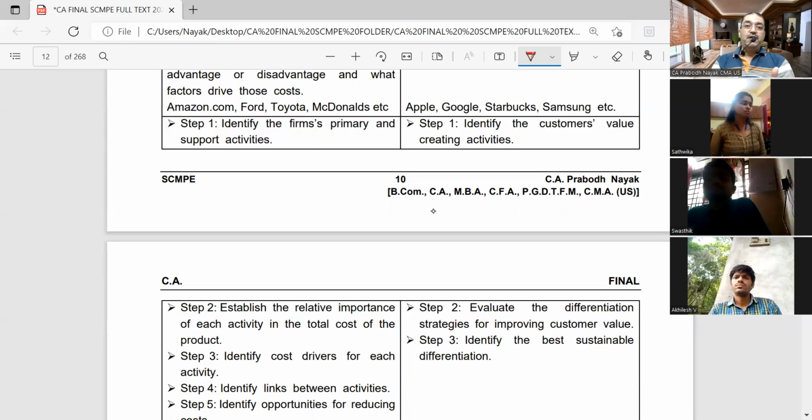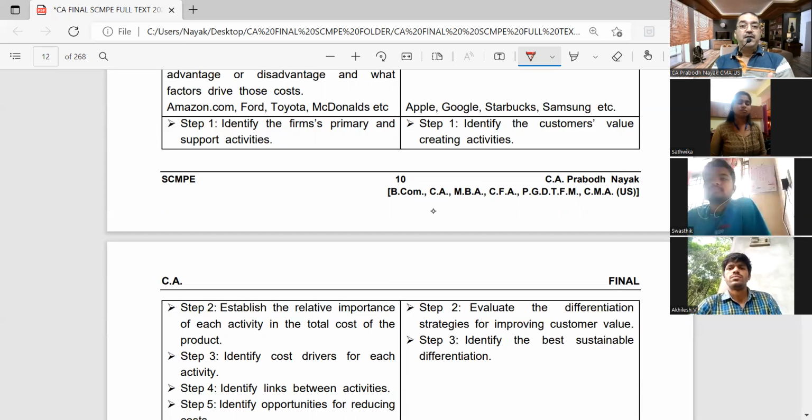Analyzing that value addition, if it is there, not there. Is it a value added activity? Is it a non-value added activity? If it is a non-value added activity, whether it is necessary, whether it is not necessary. Relative importance of that activity in the entire chain.